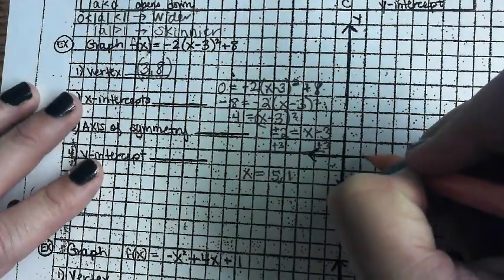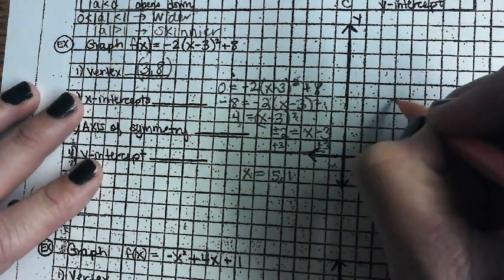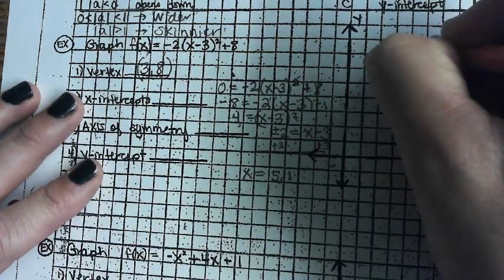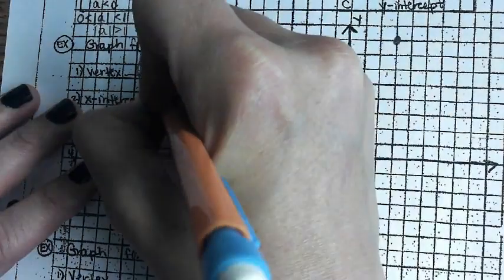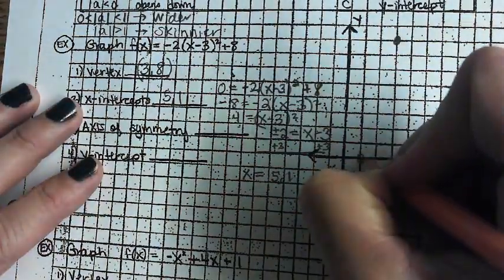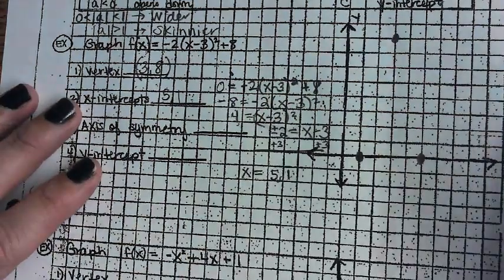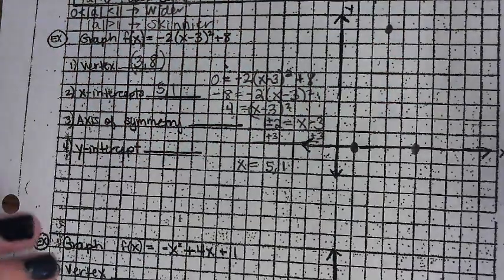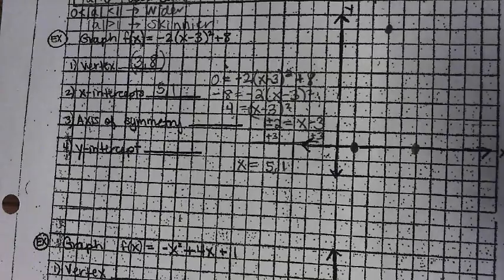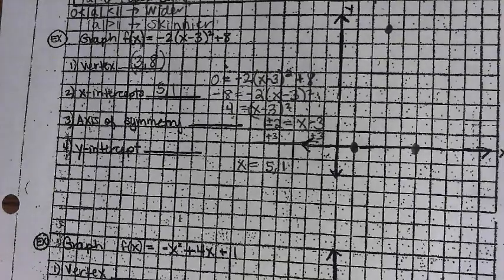So if I plot my vertex, and then plot my x-intercepts of 5 and 1, I've got the general shape, but I'm going to perfect this just a little bit more. Who thinks they can tell me what an axis of symmetry is?